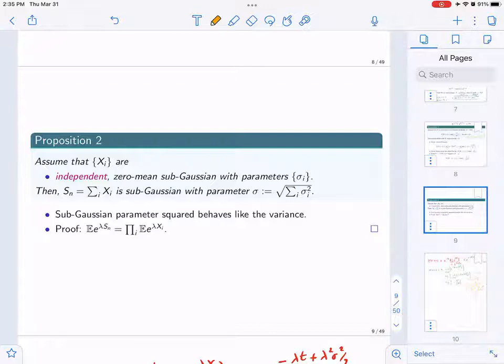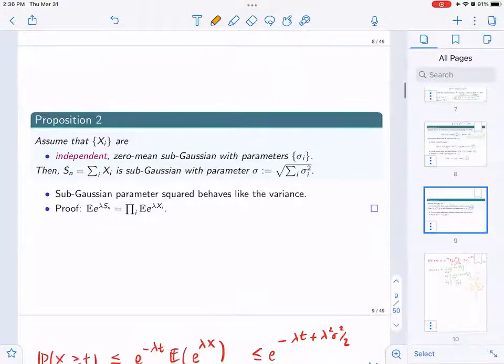So note that they do not have to be IID. They can be different subgaussians. Subgaussian is a class of distributions, right? They just have to be independent, and each one has a subgaussian parameter. These are also upper bounds. They're not necessarily exact values of the minimum parameter.